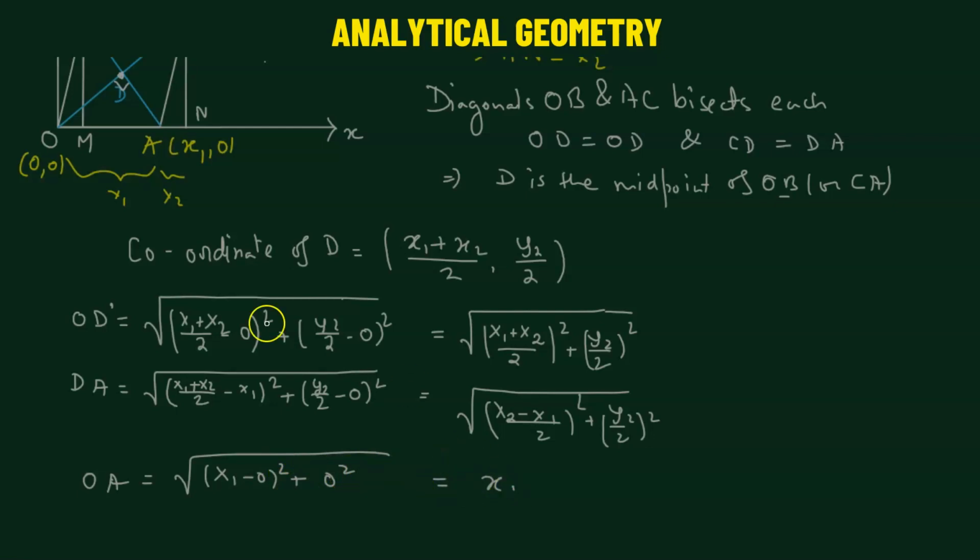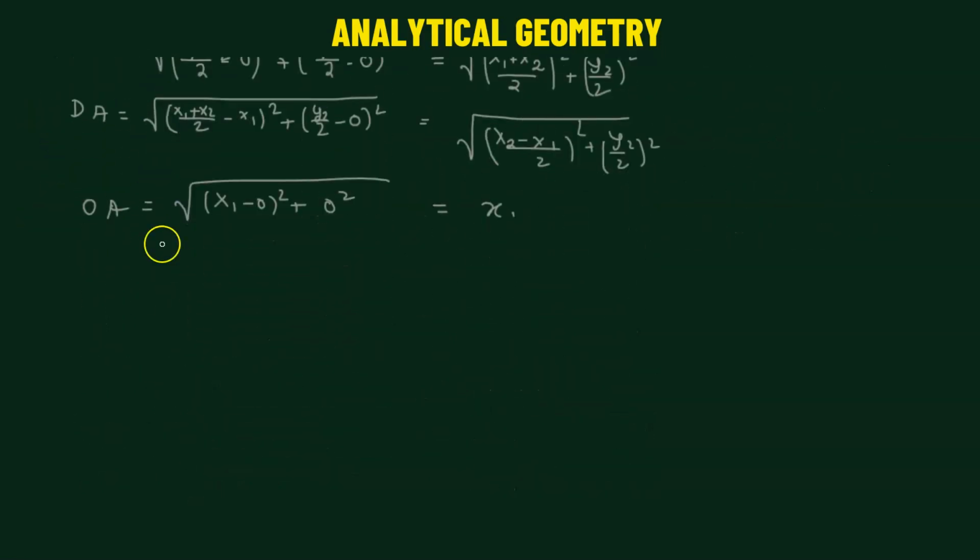Okay, now since we want to show that ODA is a right angle triangle, right angled at D, we'll use the Pythagoras theorem to show that OA squared must be equal to OD squared plus DA squared. Fine. So what's OA squared? OA squared will be x1 squared.